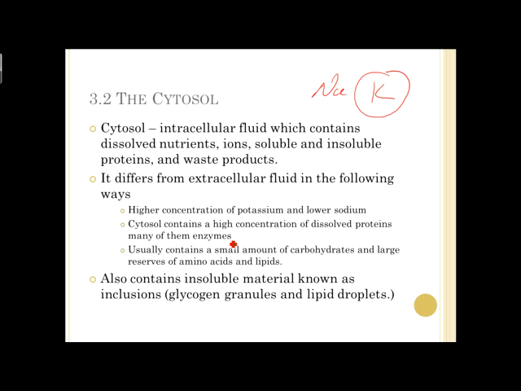Cytosol contains a high concentration of dissolved proteins, many of them enzymes, so it can get enzymatic products out. It usually contains a small amount of carbohydrates and a large reserve of amino acids and lipids. Also contains insoluble material known as inclusions, glycogen granules, and lipid droplets.